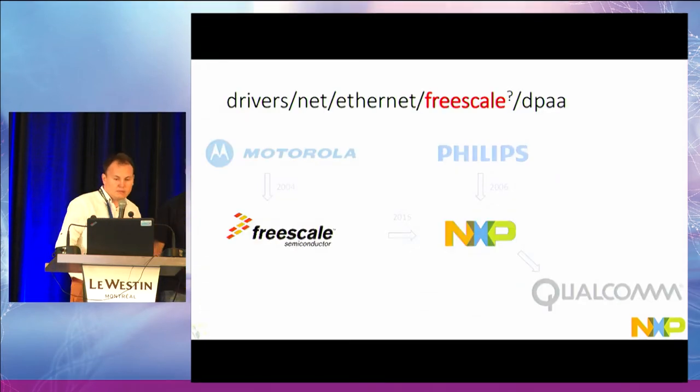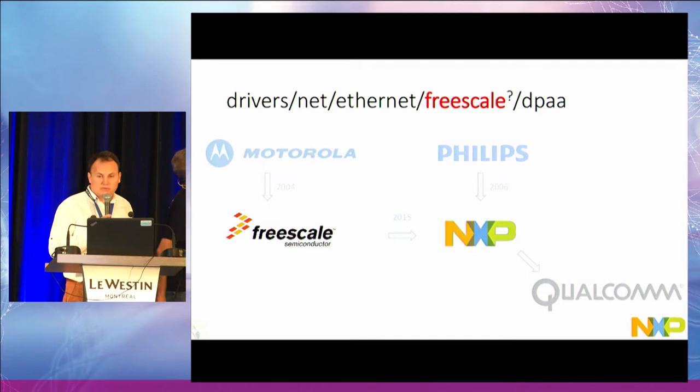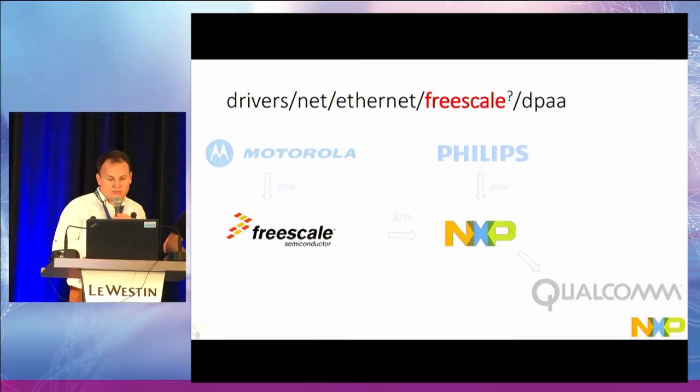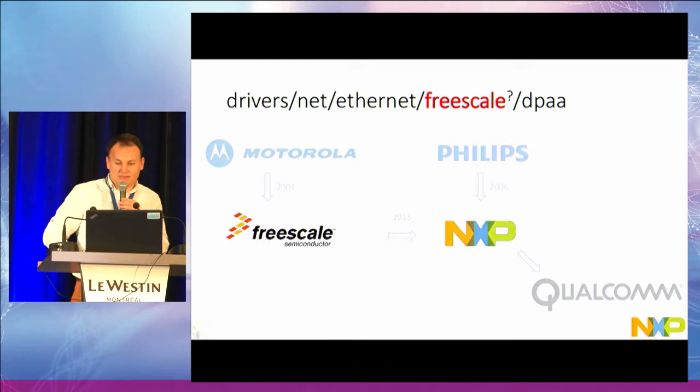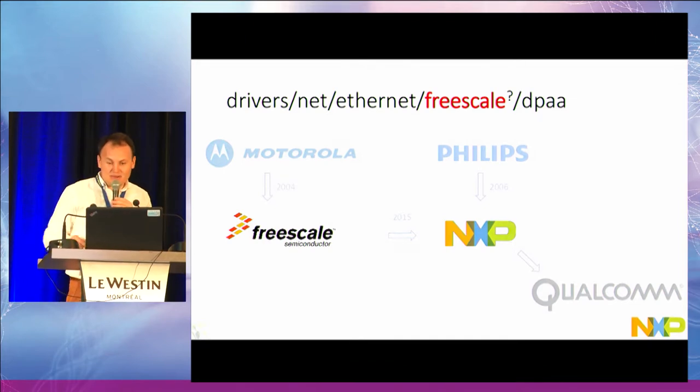In case anybody wants to read the code after this, let me tell you where to find it. It's in drivers/net/ethernet/freescale, and the reason for that is when we started this, we were Freescale. Freescale was acquired by NXP, the semiconductor spin-off of Motorola and Philips, and we are currently in the process of being acquired by Qualcomm. So probably it's a good idea to keep the folder name as it is and not change it each time the companies decide to buy each other.